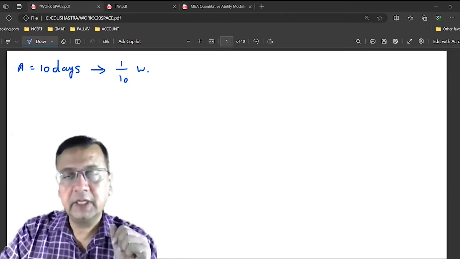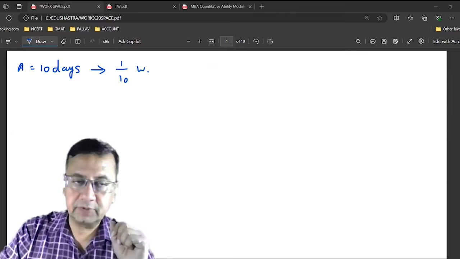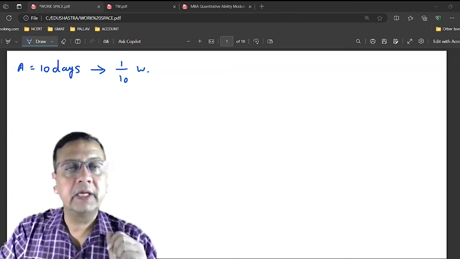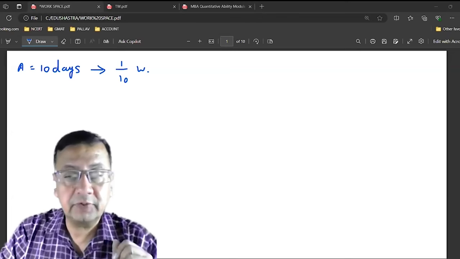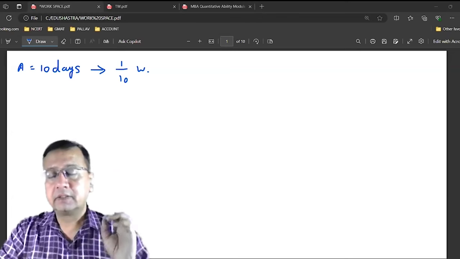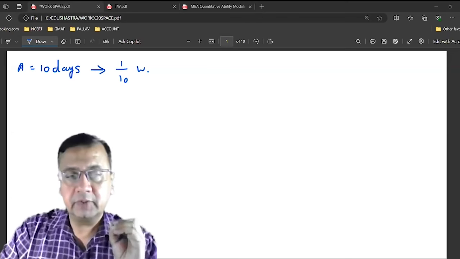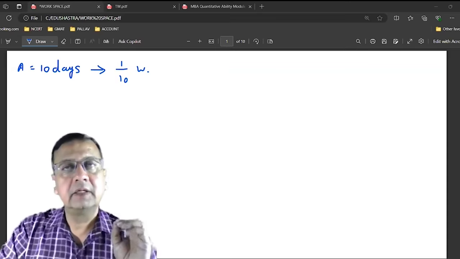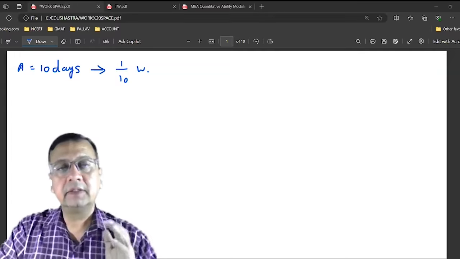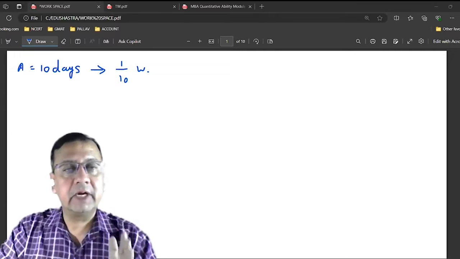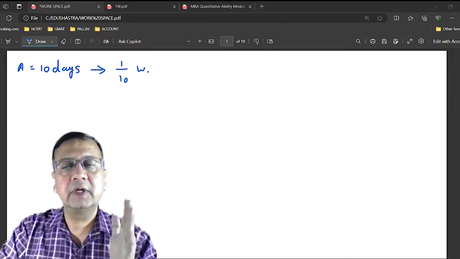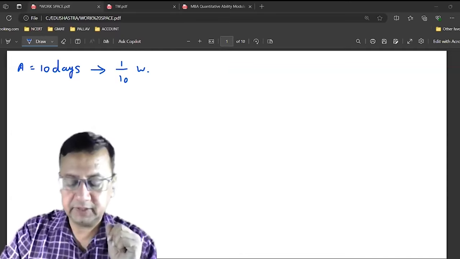So the first thing is what? A is working with the same efficiency for all the days. And the second thing is A is working the same number of hours for all the days. Third, and the most important assumption: the work can be divided into an equal number of parts, right?